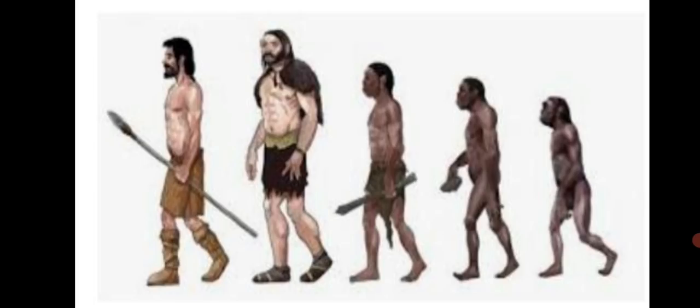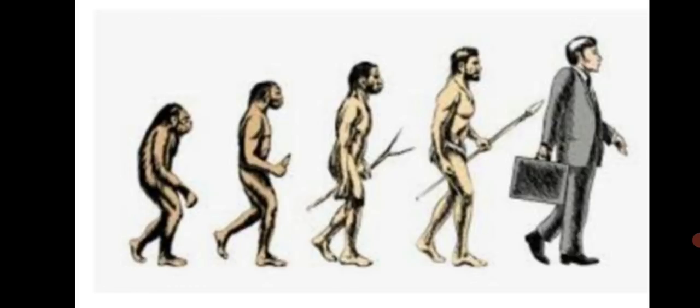Thus, a new species with characteristics different from the original may be created. Such a species is usually more evolved than the original one. More evolved means, now you can understand from the picture that towards the left it's seen that man was more like an ape form here. Then slowly changes took place and he started gradually developing himself. And today we see man with a briefcase walking in a suit. That means so much evolution has taken place.